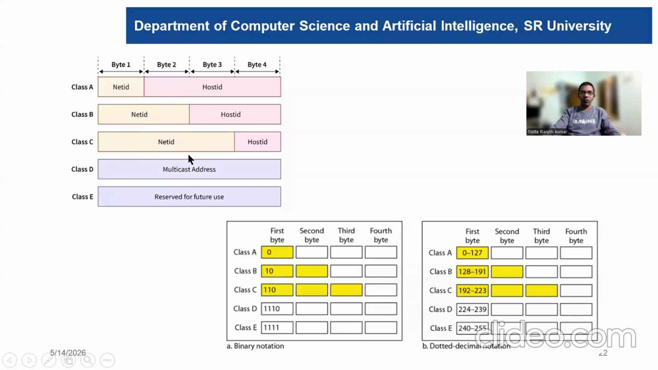In class C, the network address is the first 3 bytes and the host address is the last byte. The last byte means only 8 bits. So 2 power 8 host addresses can be generated for one network in class C. Let us consider this class C. Class C has 8 bits for the host address, so 2 power 8, that is 256, addresses, from 0 to 255, can be generated by using class C.